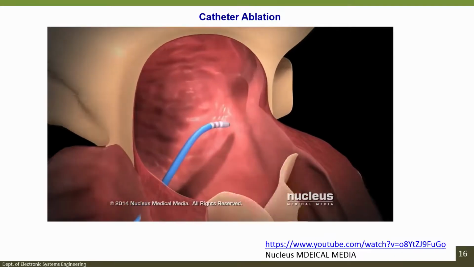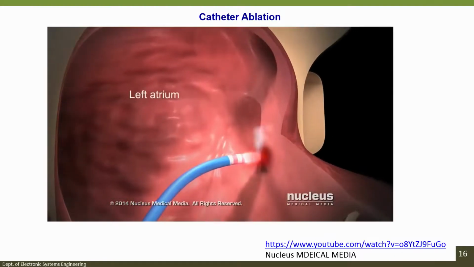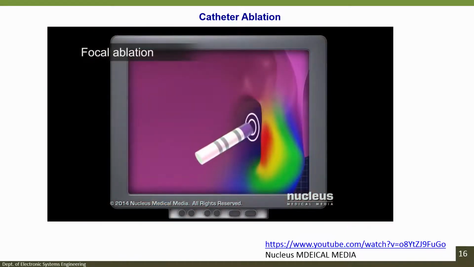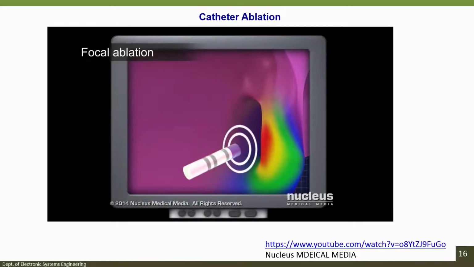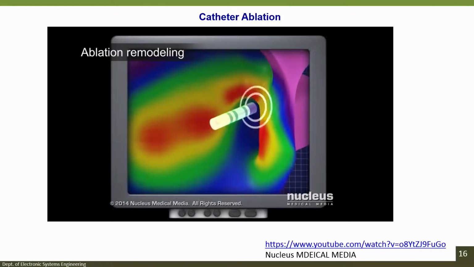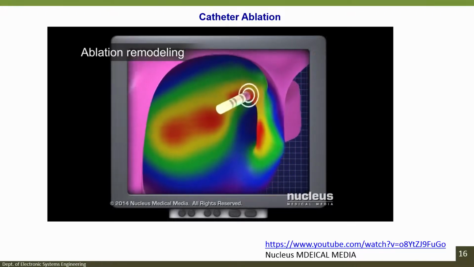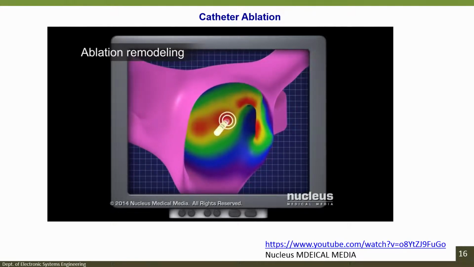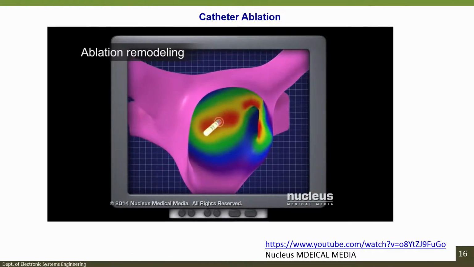For an atrial arrhythmia, a doctor will ablate the atrial tissue causing it. If the affected tissues are small, well-defined areas, the procedure is called focal ablation. Or if the affected tissues are larger areas with more complex rhythm disturbances, the doctor may perform a procedure called ablation remodeling.